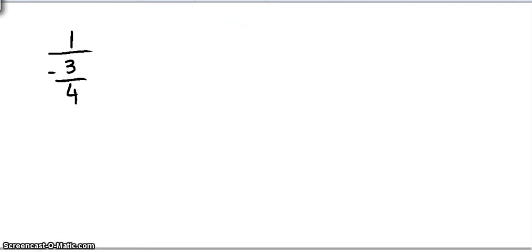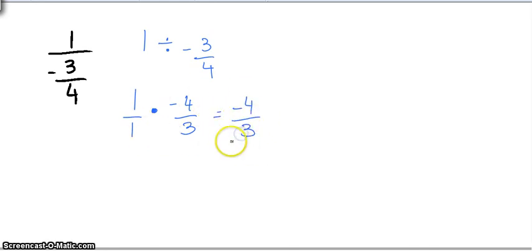Now I have 1 divided by -3/4. So I'm going to rewrite it. 1 divided by -3/4. So now I'm going to write it as multiplication. So I have 1 times -4/3. Numerator times numerator gives me a -4. Denominator times denominator gives me a 3. So I end up with -4/3.